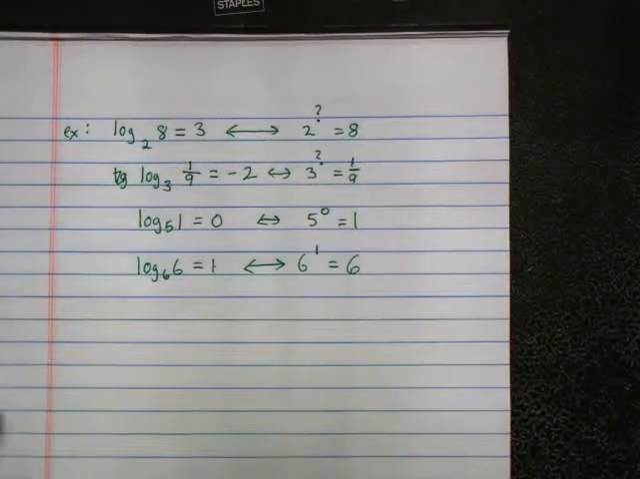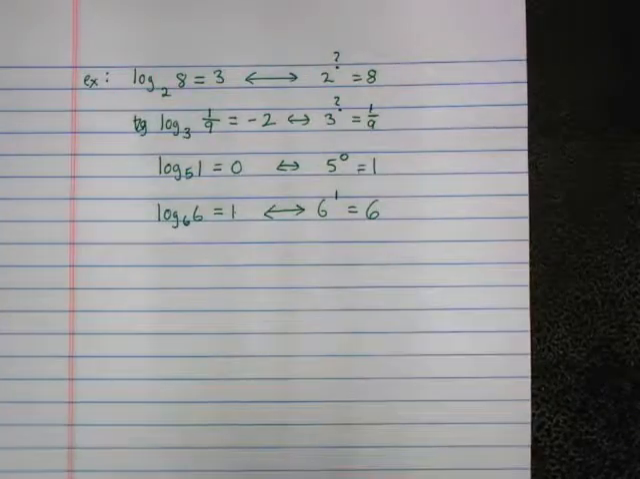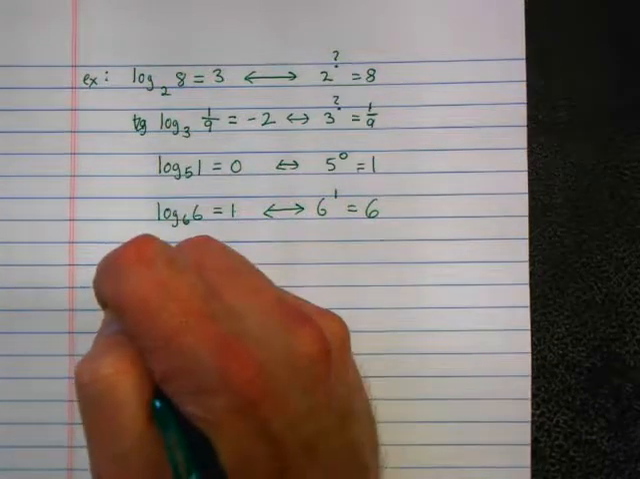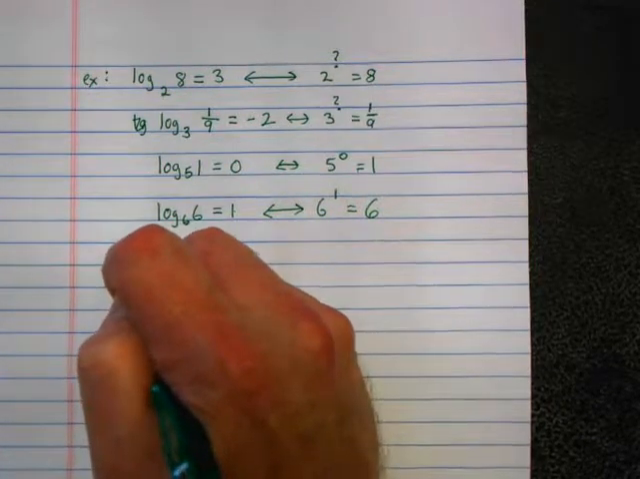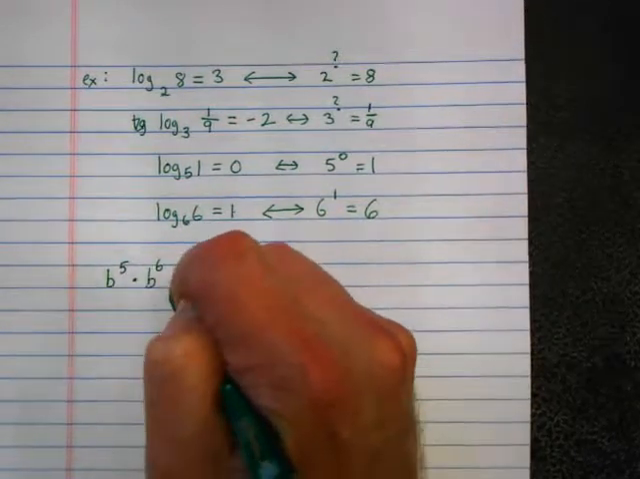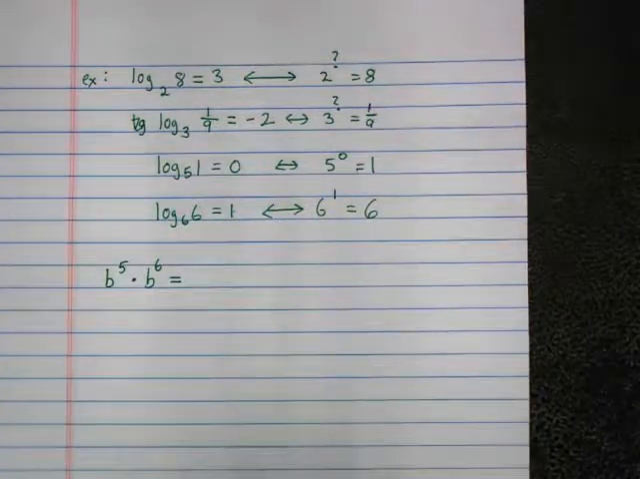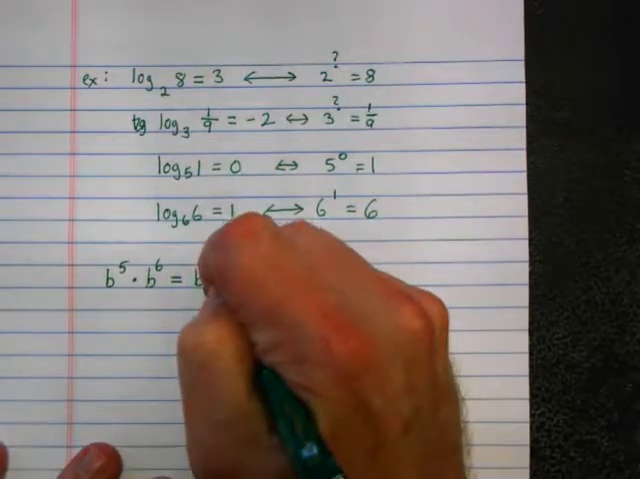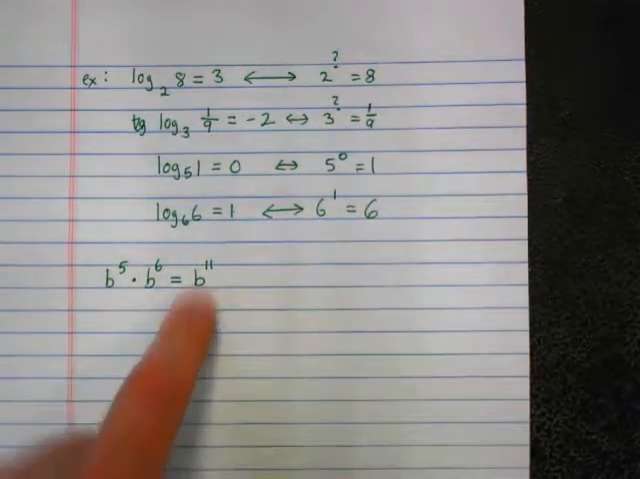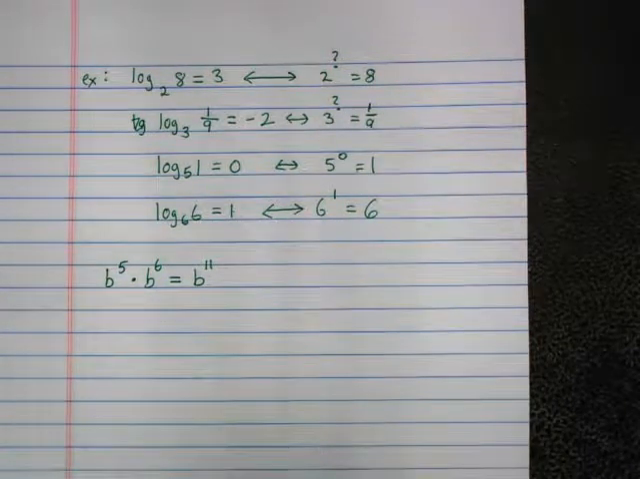Remember a while ago, we were playing with exponents. And we said something like b to the 5th times b to the 6th is b to the 11th. When we have exponents and we're multiplying things, what happens to the exponents? They add them.